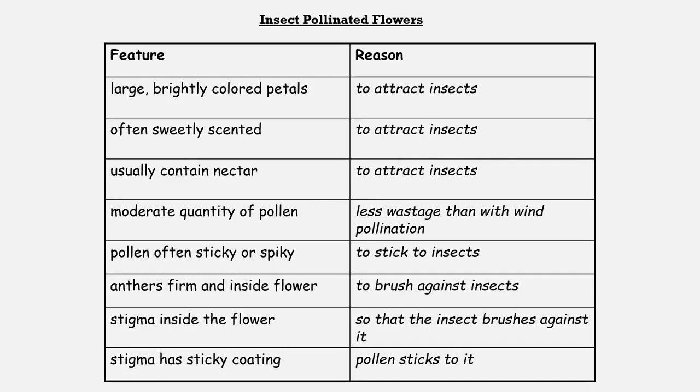Insect-pollinated flowers tend to be large and brightly colored. They're often sweetly scented and contain nectar. They produce a moderate amount of pollen, because there's a lot of energy that goes into producing pollen, and if you've got an insect that's taking it to another flower, you don't need to produce a lot of pollen. It's often sticky and spiky, so it can stick to the insects. The anthers are firm inside the flower, so they can brush against the insect. The stigma is inside the flower, so the insect brushes against it, and the stigma has a sticky coating so the pollen will stick to it.